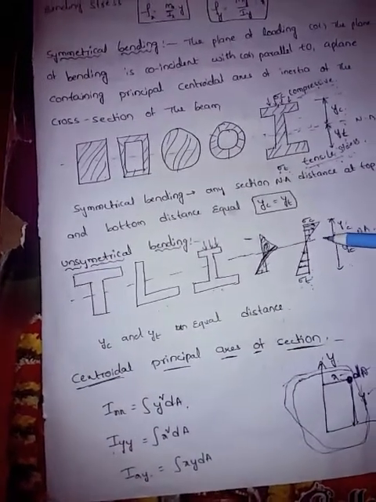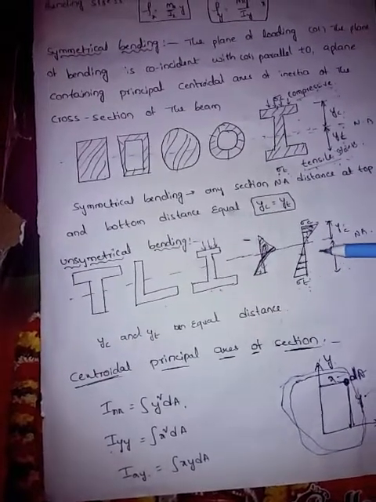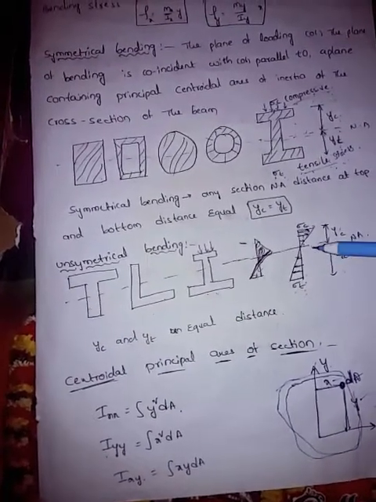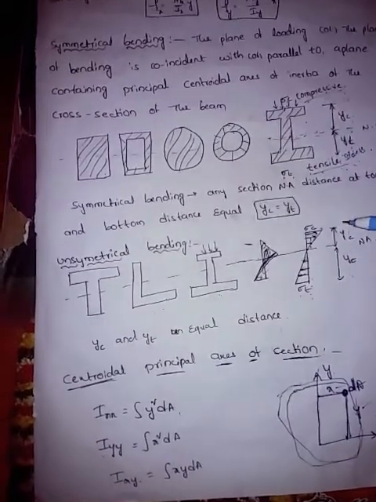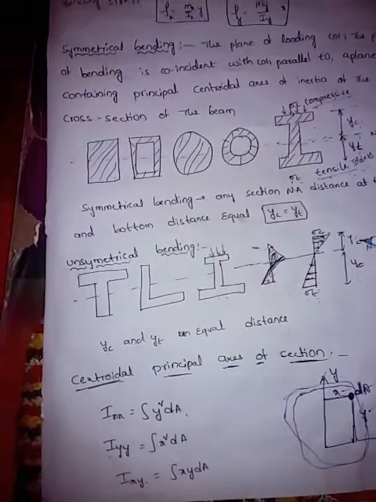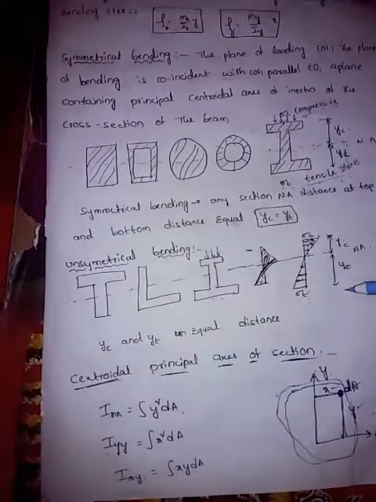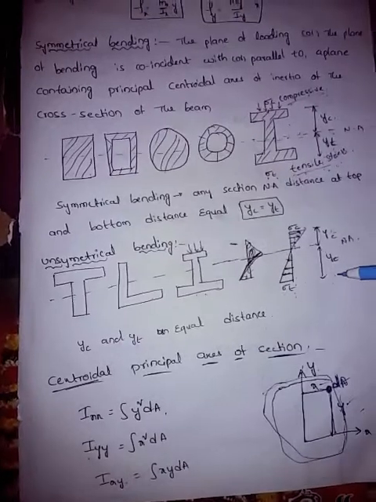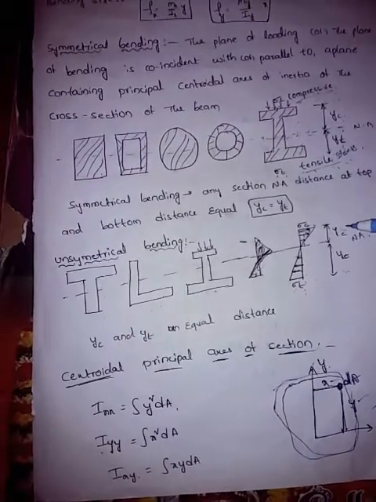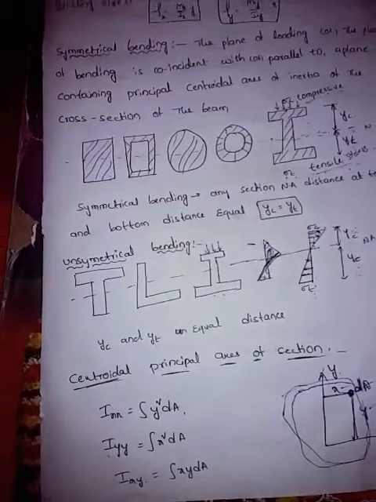Here, above and below the neutral axis, the section changes. The top bending distance YC is the compressive distance, and the bottom YT is the tensile distance. The YC distance and YT distance are unequal: one is lower, the other is more. It is called unsymmetrical bending.